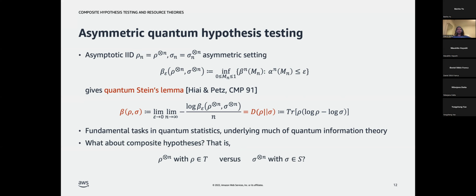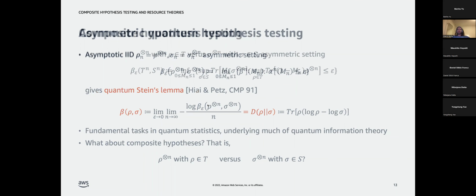What is relevant for resource theory is actually an extension of that, which is so-called composite hypothesis testing. So here we don't know that we're given this sequence rho n or sigma n, but we only know that we're given some rho, and then the rho tensor n version, from some set T, and we're given some sigma from some set S. And then we can ask the same questions about symmetric and asymmetric quantum hypothesis testing and the asymptotic optimal error rates. So the point here is, of course, that we have to design a measurement that is good to distinguish all rhos and all sigmas from each other, with the same measurement simultaneously.